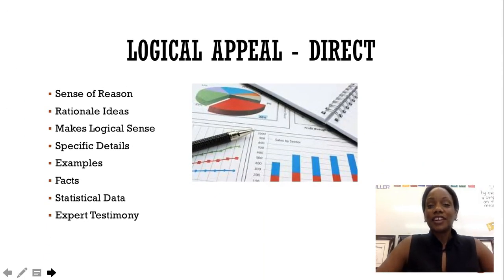Now, let's talk about what logos really is. It's an appeal to a person's sense of reason. It's an appeal to our rational ideas, making logical sense. So a person or a speaker may feel, if I just make sense, if I provide you with specific details and examples and facts and statistical data, expert opinion, then I'm appealing to your sense of logic.